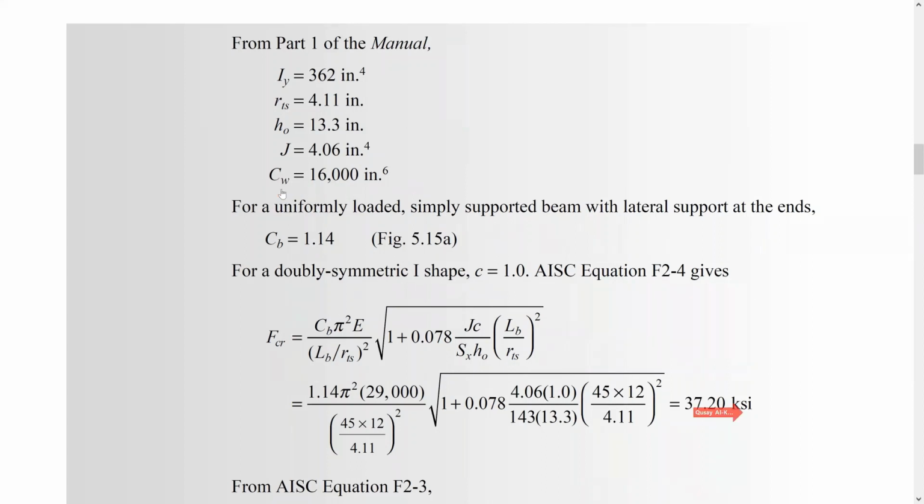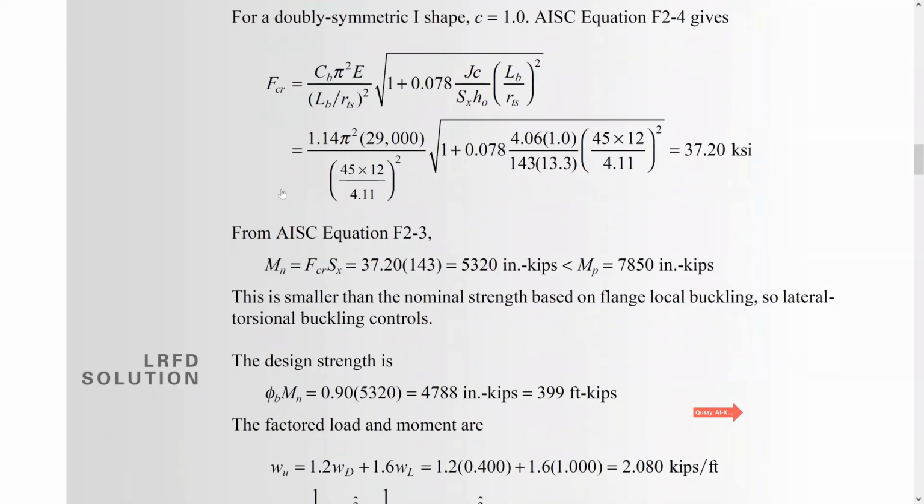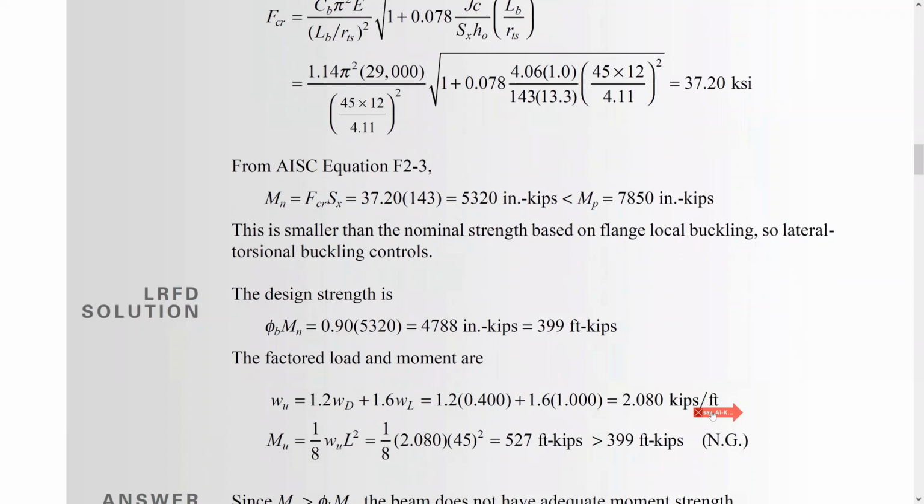Okay, so right now we got Fcr times the elastic section modulus here, guys. This is the one we calculated here, and this from the manual, and we use it here, so we already have it. So it's going to be 5,320 kip-inch, and this is supposed to be less than the plastic moment, which is 850 kip-inch, and this is from Fy times Zx. And which one is the smaller right now?